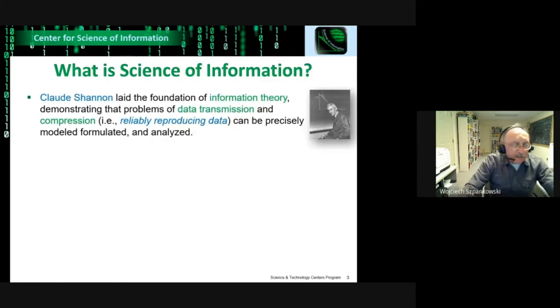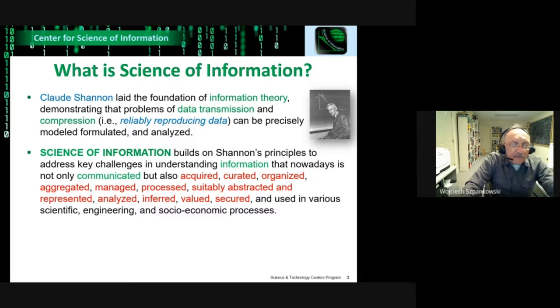So let's start with a little bit about information. As you all know, in 1948, Shannon gave us two beautiful solutions to data compression and data transmission. That's how information theory started. But nowadays, information is not only about transmission and compression. It is secured, analyzed, valued, processed, and so on. And in order to understand the flow of information in biology, in the brain, we need something more general.